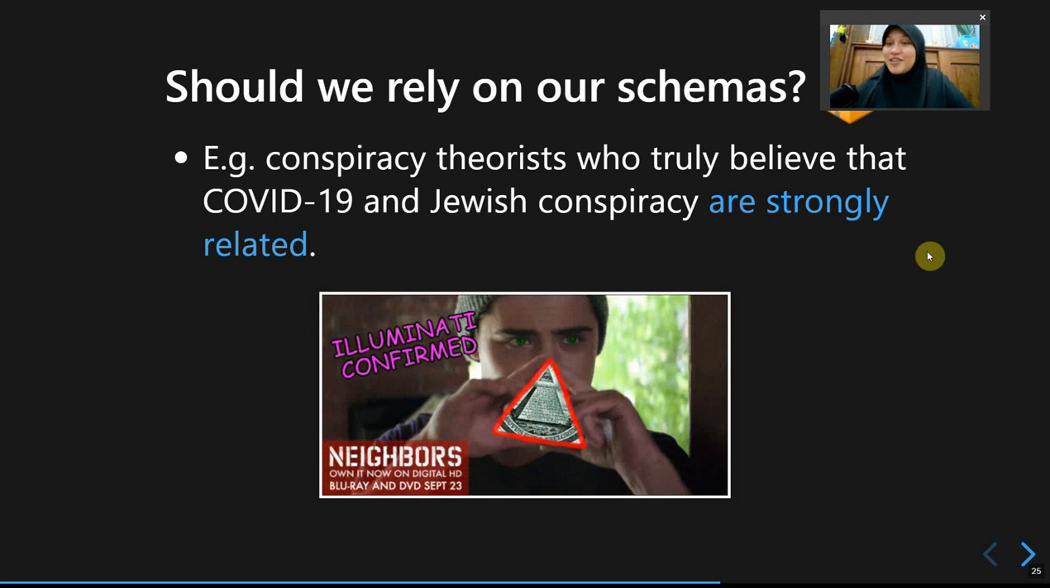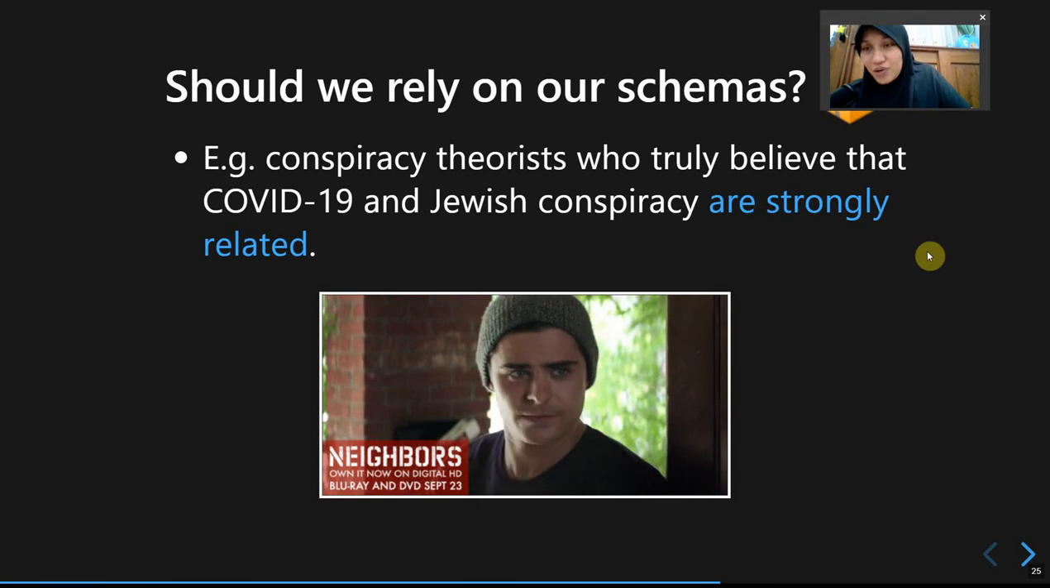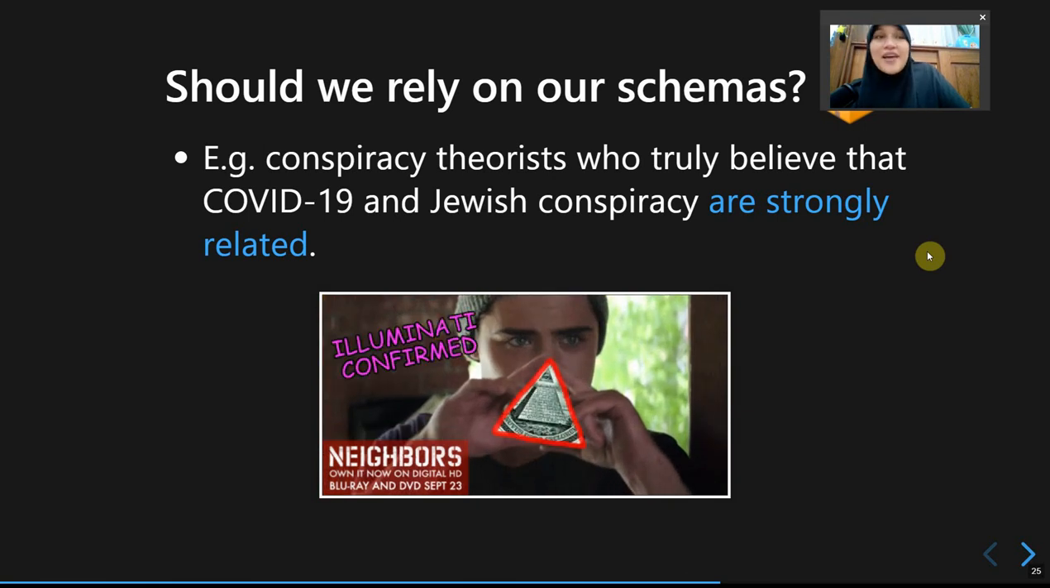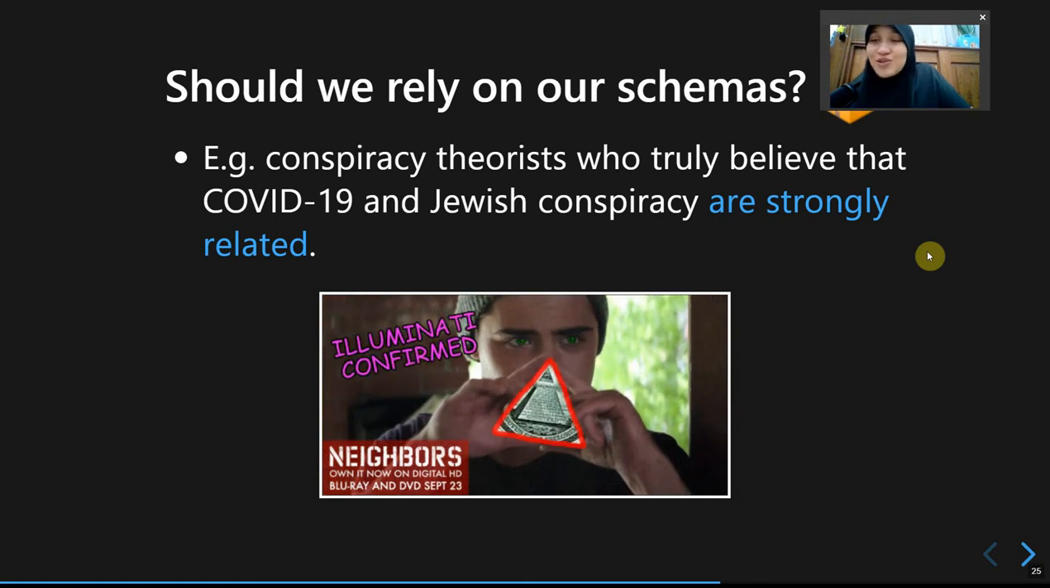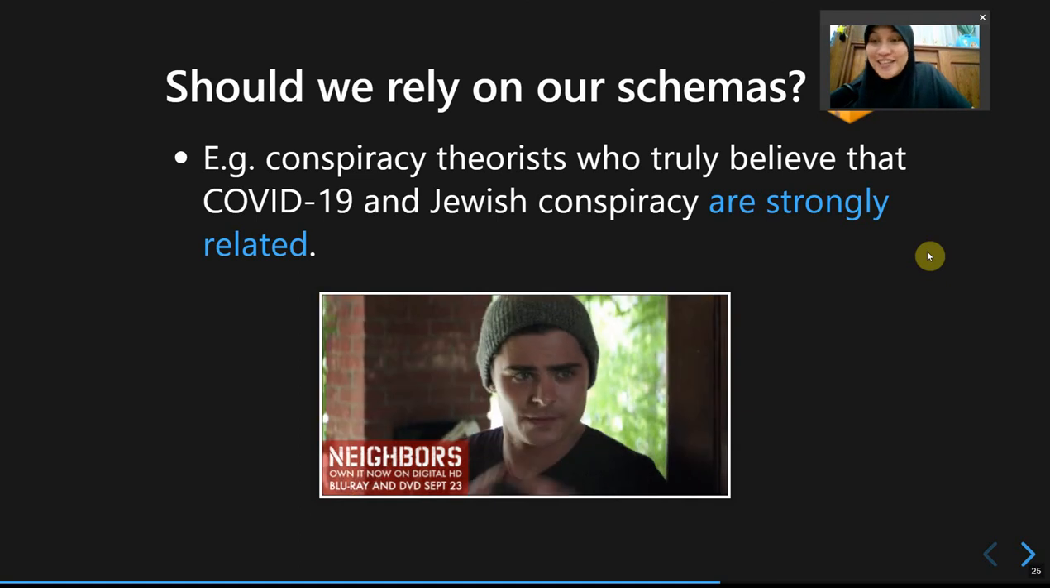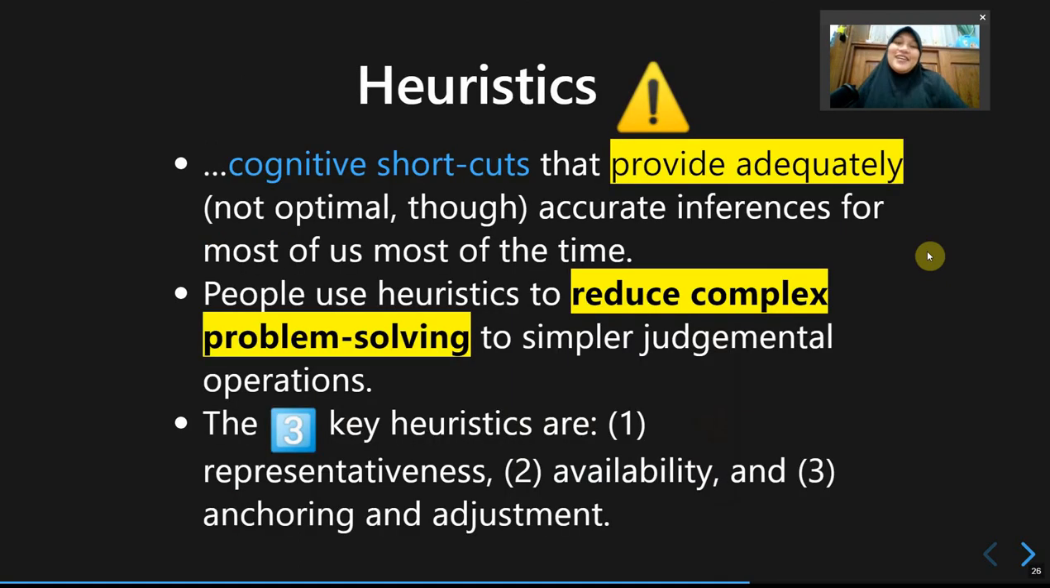They believe it because they share this unusual feature. COVID-19 is something very new, very peculiar to all of us, and we tend to look for an explanation why it happens, and we try to look for correlation where in fact the correlation does not exist. And this is part of our bias in forming an impression, and it also happens when we rely on our schema too much when we form an impression. This is something we call heuristics in social psychology.